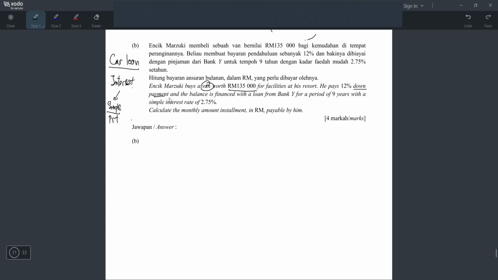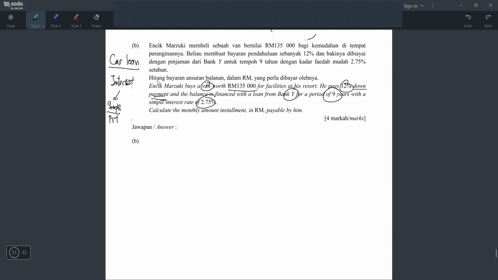Let's read the words. Let's see whether this one mentioned the word compound or not. Encik Marzuki buys a van worth, blah, blah, blah. He pays 12% down payment. Down payment means advance payment, means you bayar in advance. And the balance is financed with a loan from Bank Y for a period of 9 years with simple interest rate 2.75. Calculate the monthly installment in RM payable by him.